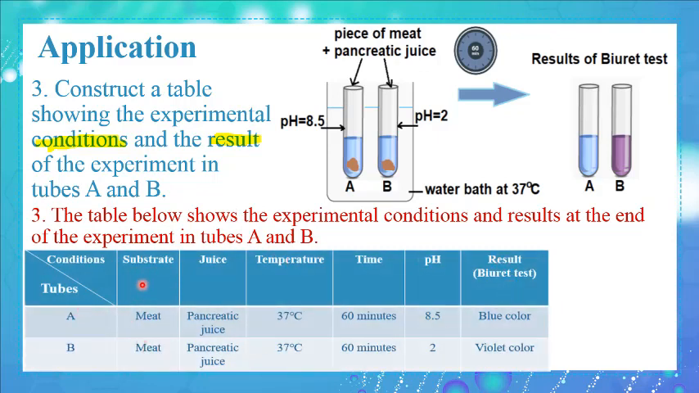And in this table, we have the substrate, which is the meat in both tubes A and B. The juice used is the pancreatic juice, also in both A and B. The temperature is 37 degrees. The time or the duration is 60 minutes. The only difference between them is the pH, where pH in tube A is 8.5 while in B is 2. And the result with the biuret test is the appearance of violet color in tube B while the presence of the blue color in tube A.